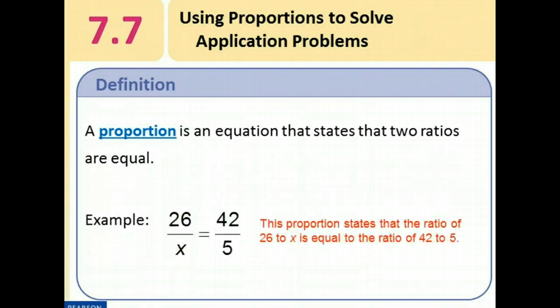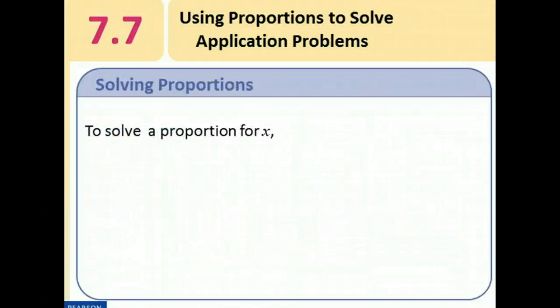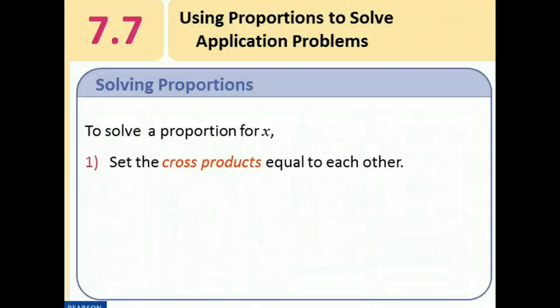For example, this proportion states that the ratio of 26 to x is equal to the ratio of 42 to 5. Let's go over the steps of how to solve a proportion for a variable such as x. The first step is to set the cross products equal to each other. The cross products are found by multiplying diagonally across the equal sign, which we'll demonstrate later.